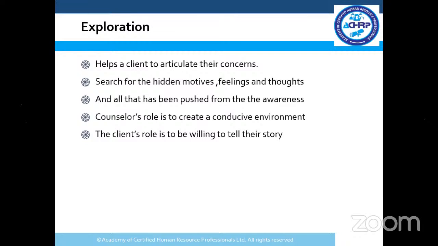So remember, they have been pushed. Whatever you have gone through, experiences you have had, you have repressed it. So when you have repressed it, as you'll be helped through the exploration, you'll be able to retrieve that information. So us as helpers, we need to create a conducive environment so that this client can feel free to talk about their issues. So the client's role is for them to be willing to share their story.